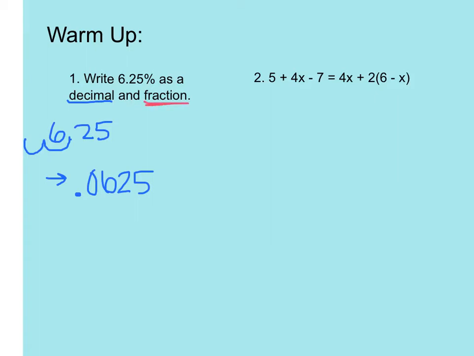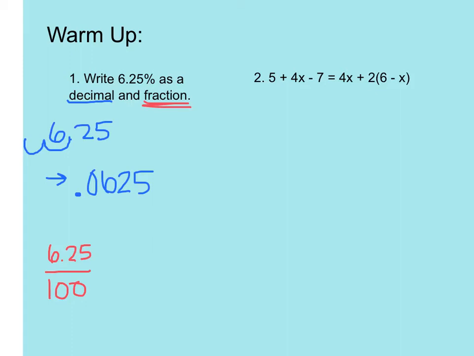When writing it as a fraction, we've already talked about how all percentages are part over 100. And then on top, we just write what part we have. We have 6 and 25/100ths part out of 100.